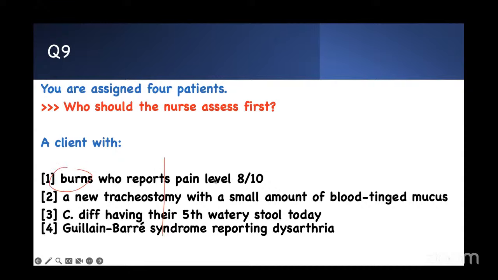I have burns and now my pain is 8 out of 10. That's all. I have a tracheostomy, and I have a small amount of blood-thin mucus. Should I expect that? I have C. diff, and I have had 5 bowel movements. I have GBS, Guillain-Barré syndrome, and I'm reporting dysarthria. What do you think? What do you think?